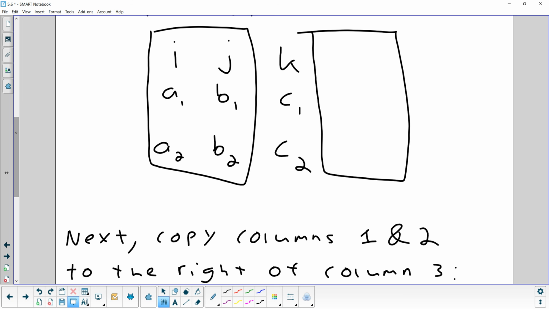So when you do that, you're going to take column I, A1, A2, make a copy of it, and column J, B1, B2, copying it over. It's important you line these up, because if things are not lined up right, it's going to be hard for you to tell what you should do. So try to line everything up the best you can.